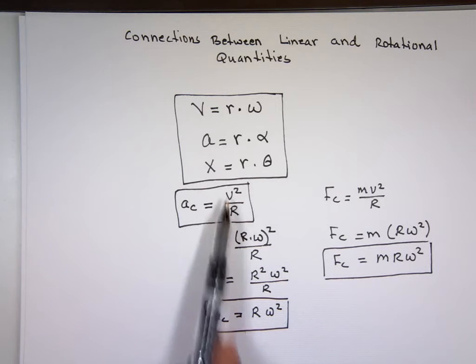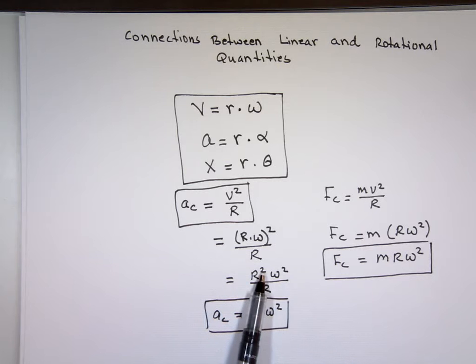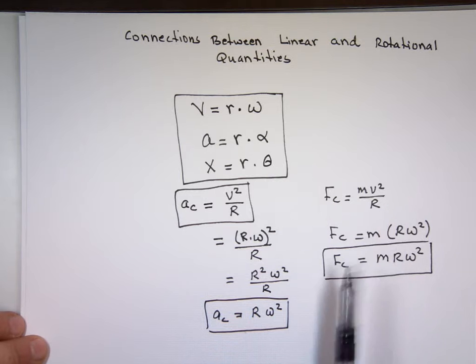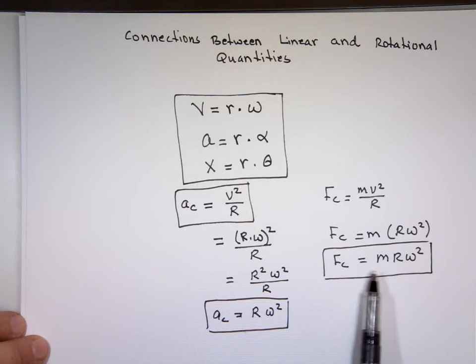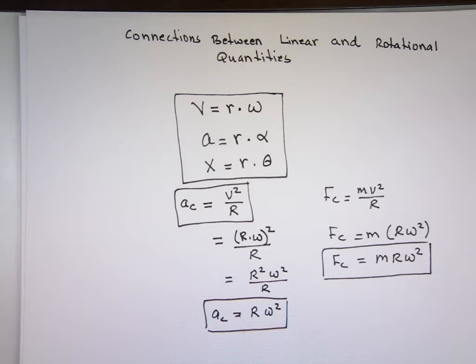Since V equals R times W, you do that substitution here and you end up with R squared times W squared over R, which is R times W squared. And force equals mass times acceleration, so it's mass times the acceleration, which is R W squared, and that's where the equations came from.